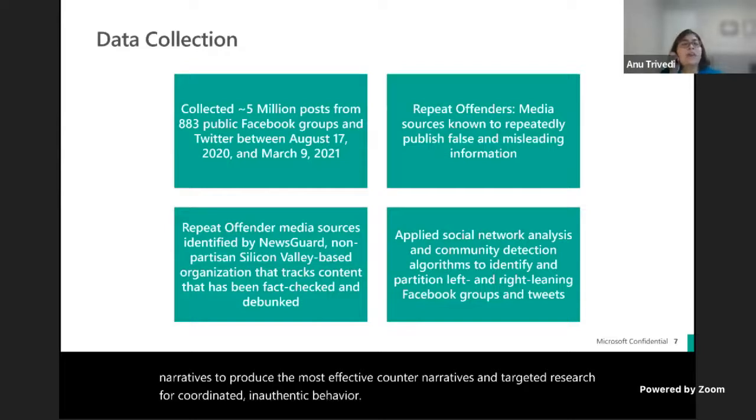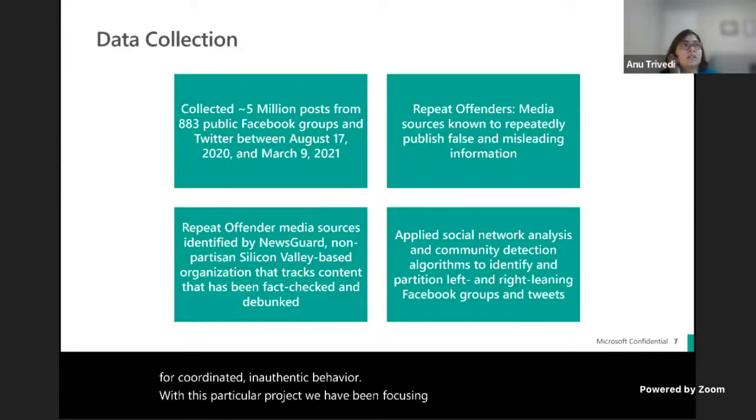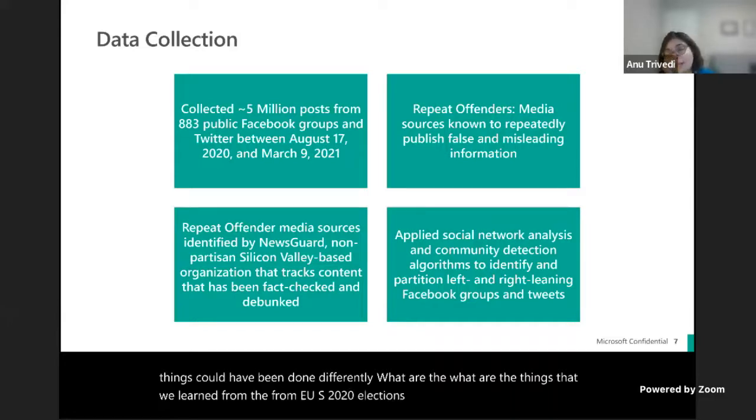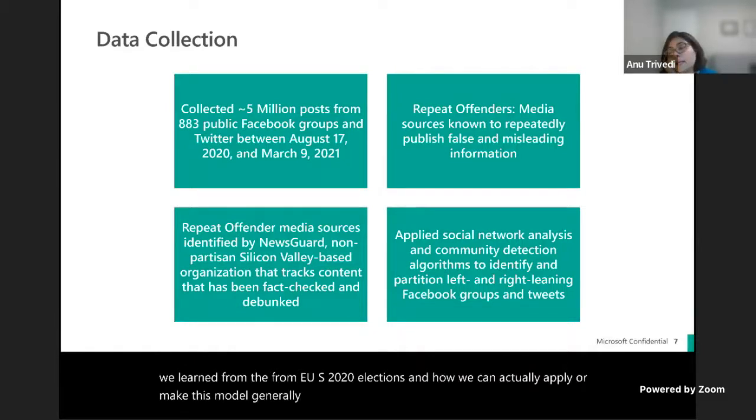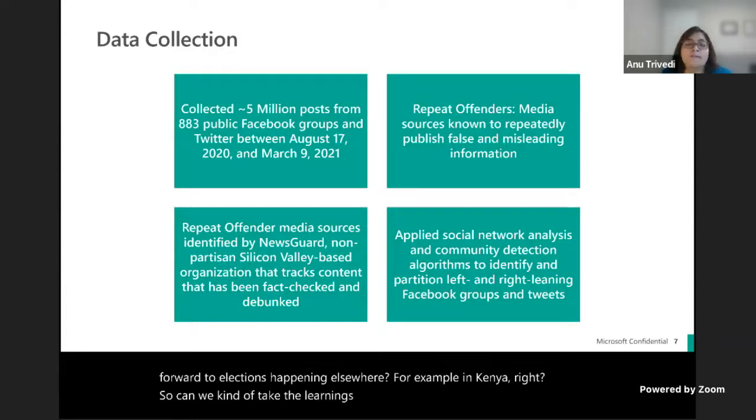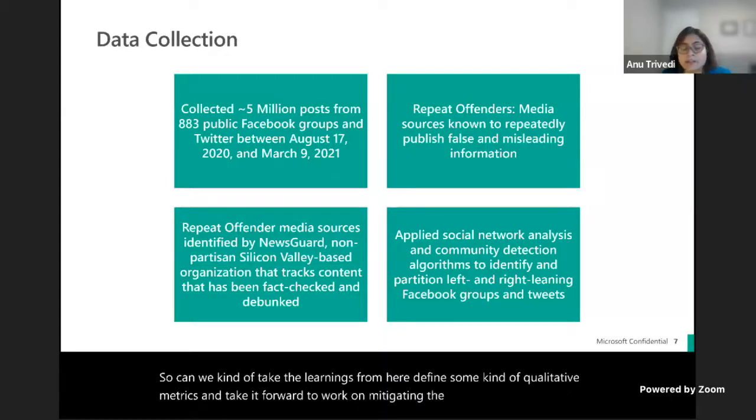With this particular project, we have been focusing on the US election and how things could have been done differently. What are the things that we learned from the US 2020 elections, and how can we make this model more generalizable and take it forward to elections happening elsewhere, for example, in Kenya? Can we take the learnings from here, define some kind of qualitative metrics, and take it forward to work on mitigating the efforts in other countries?